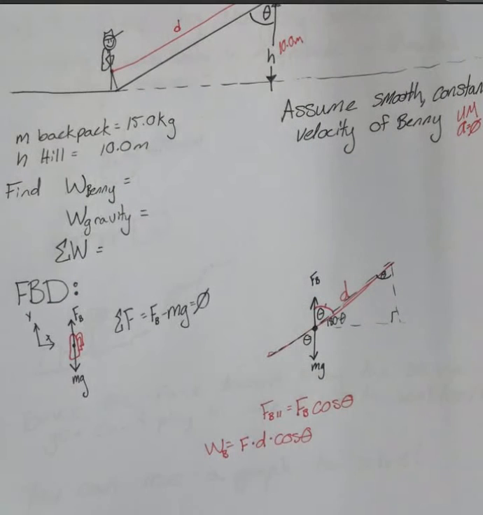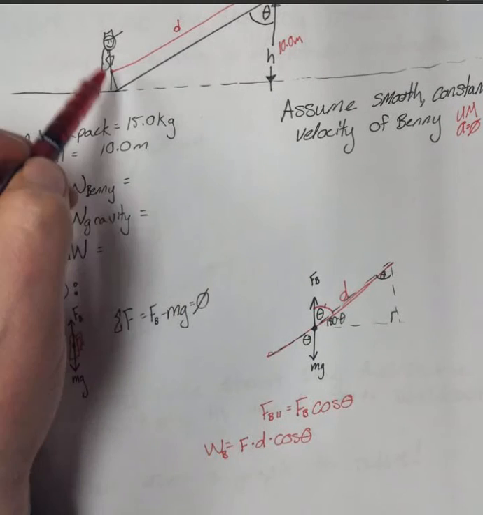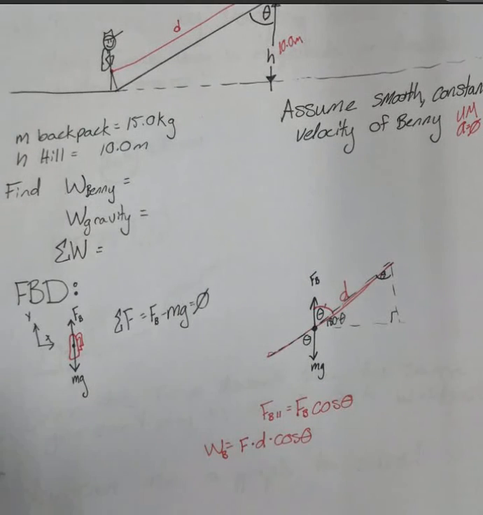And now you might be thinking, oh shoot, Miss B, because we don't know what the angle of separation is, and we don't know how high or how long it took Benny to climb up that hill. All we know is that that hill was 10 meters high. Well, now let's think about it.